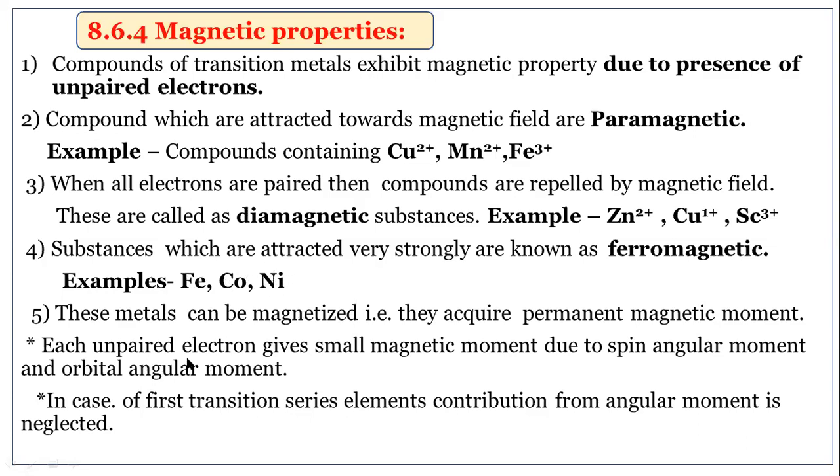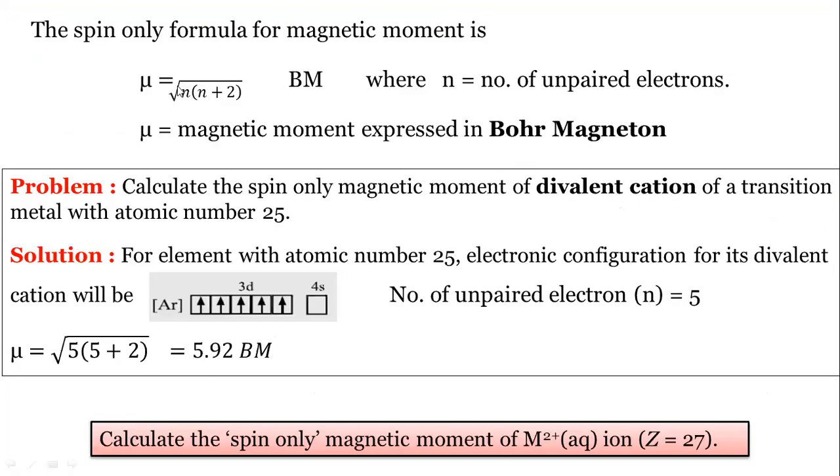Each unpaired electron gives a small magnetic moment. Remember, magnetic moment is due to the spin angular momentum, which generates the magnetic moment. The magnetic moment is calculated by using this formula, called the spin only formula. Mu is equal to under root n into bracket n plus 2. Here n indicates the number of unpaired electrons, and BM is the unit of magnetic moment, the Bohr magneton. So if you know the number of unpaired electrons, you can calculate the magnetic moment.